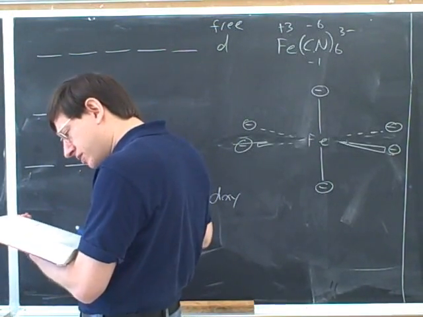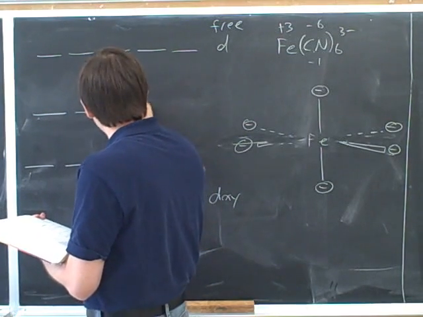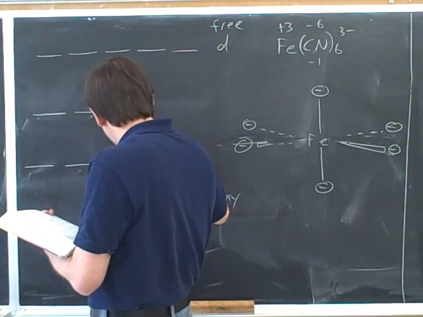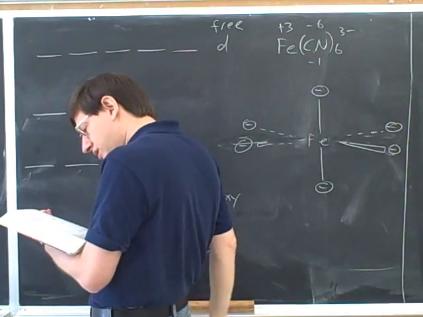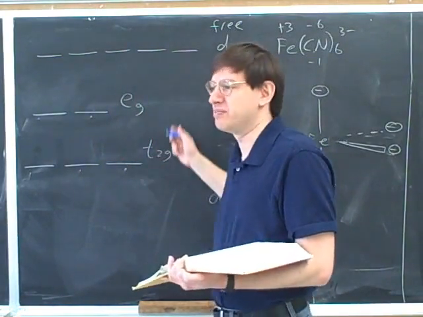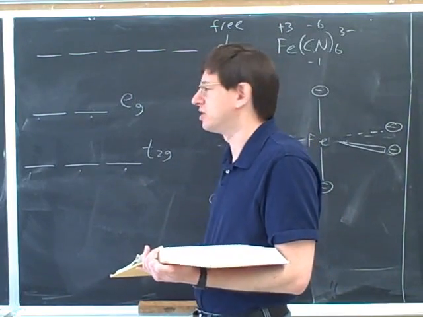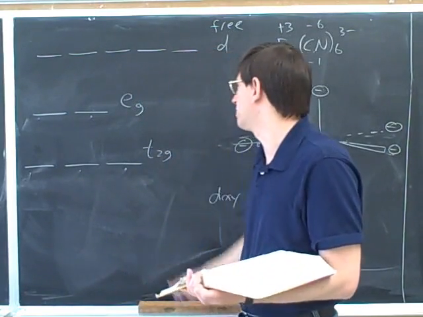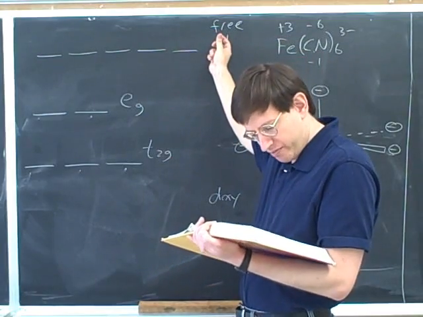They actually have names for these 2 levels. The high energy level is called E sub G, and the low energy level is called T sub 2G. I don't know where those come from. I don't think that's too important either, but for completeness, I mentioned that there's names for these 2 different levels. These names wouldn't apply to the free atom because there's only 1 level for the free atom.